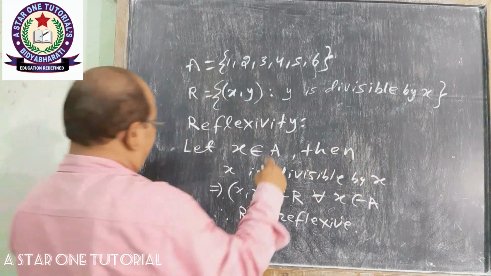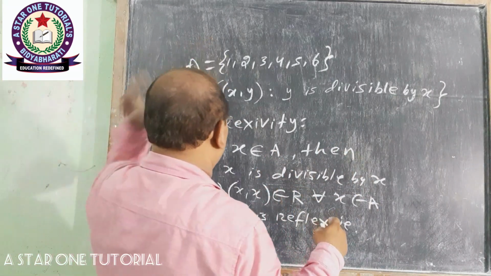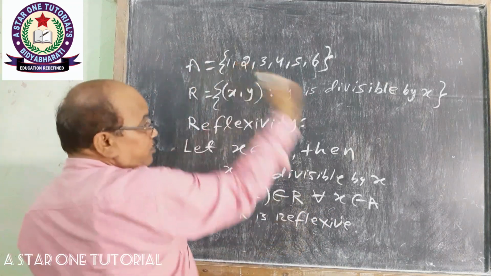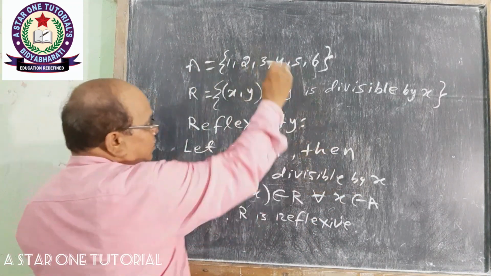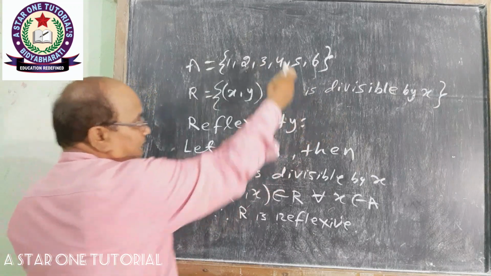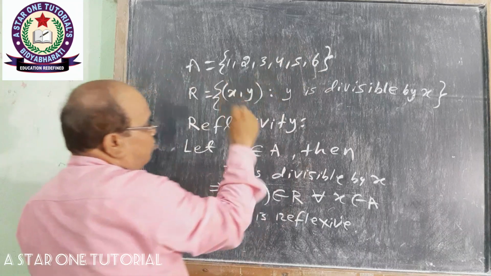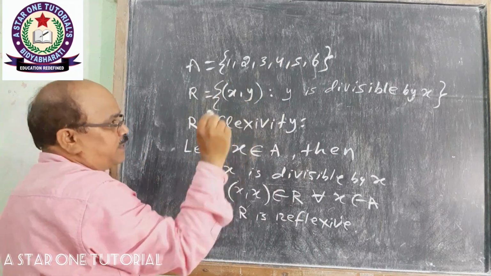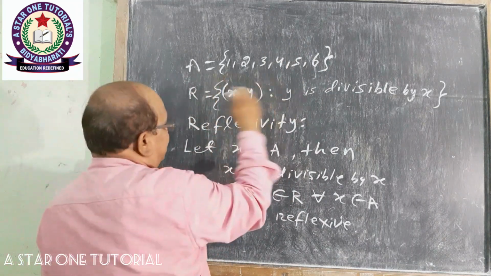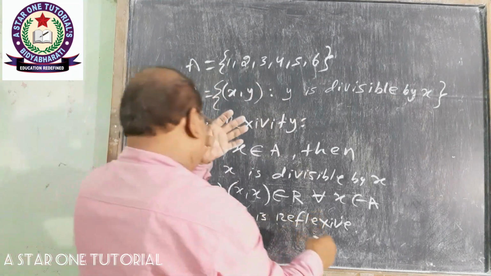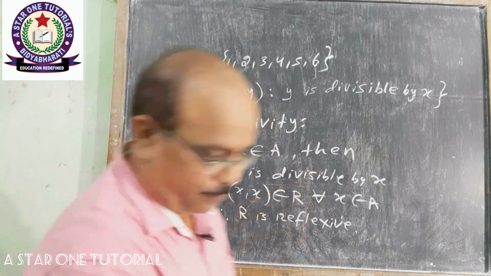That means in the relation R, the pair (1, 1) would be there because 1 is divisible by 1, 2 is divisible by 2, 3 is divisible by 3, 4 is divisible by 4, like that. 5 is divisible by 5, 6 is also divisible by 6. So the pairs (1, 1), (2, 2), (3, 3), (4, 4), (5, 5), (6, 6) would be present in the relation R. Therefore we can say that it is reflexive. Next come to symmetric.